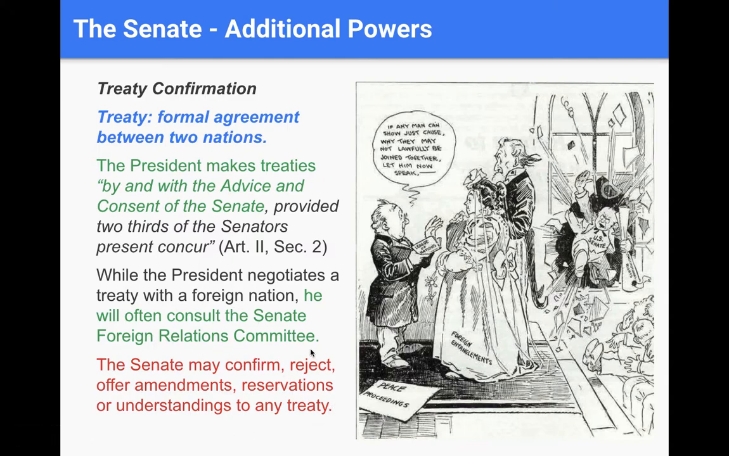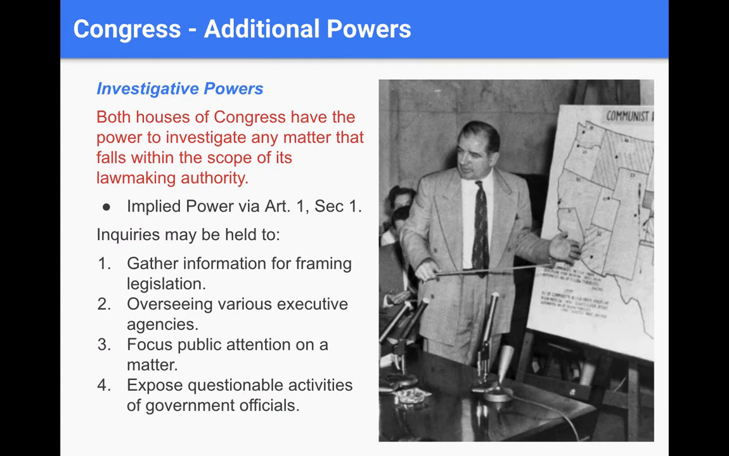They can confirm that treaty. They can reject it completely. They can offer to change it. They can say, hey, we're a little bit worried about this. Maybe change this. The Senate has a lot of power in that particular area, which is part of the reason why we don't see as many treaties made anymore. Instead, we have what are called executive agreements. We'll look more at those later on in the units.